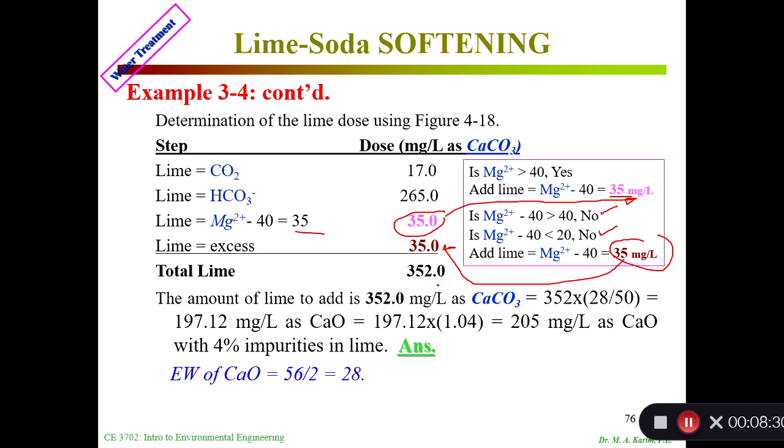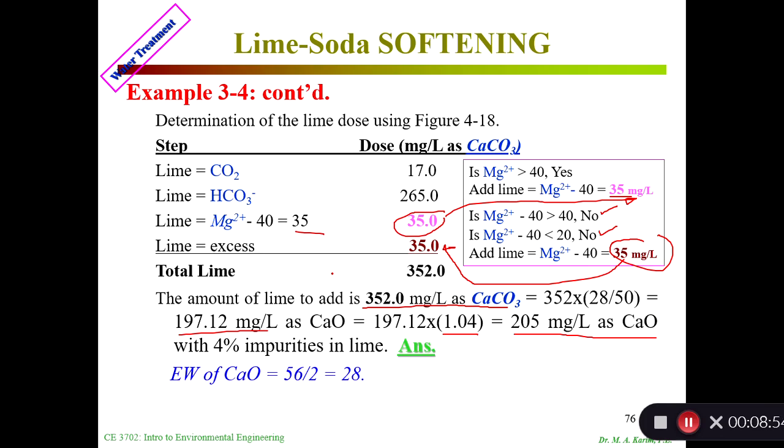So the total is 352 milligram per liter. The amount of lime that we need to add is 352 milligram per liter as calcium carbonate. Converting again as calcium oxide, it would be 197. And if I have 4% impurities, then it is 205 milligram per liter.